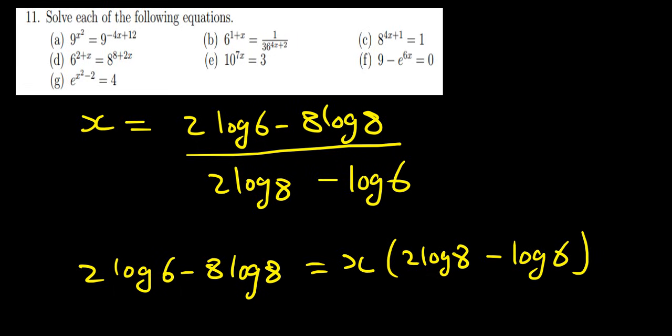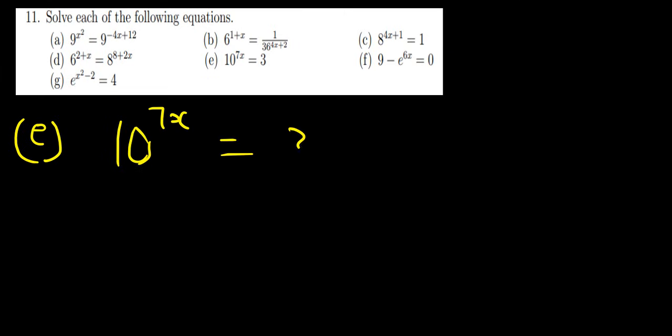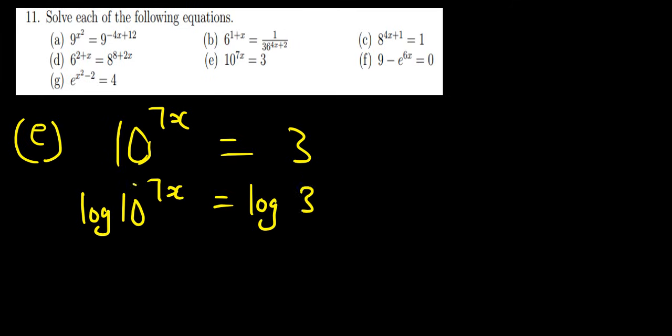Now we can look at question E. On question E, we have 10 to the power 7x is equal to 3. So let's introduce a log on both sides. Log 10 to the power 7x is equal to log 3. We can drop this power here, so it will be 7x log 10 is equal to log 3.